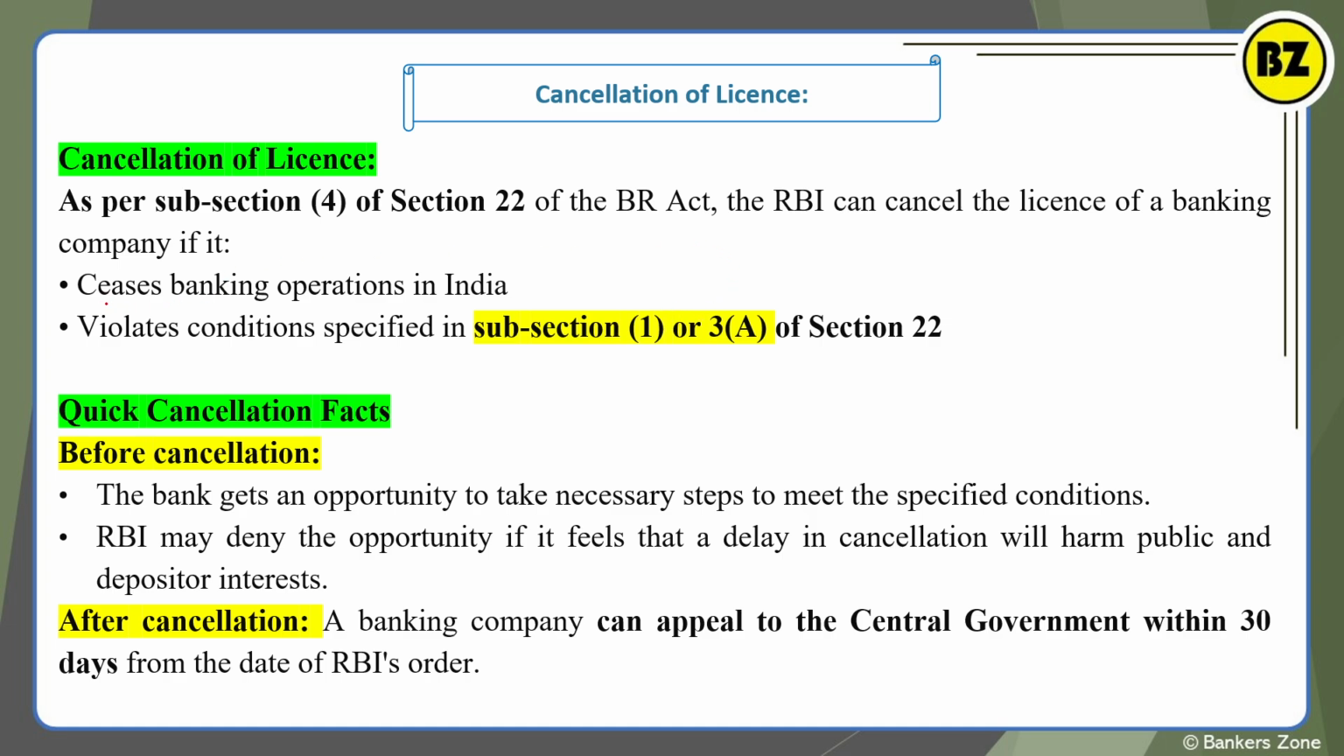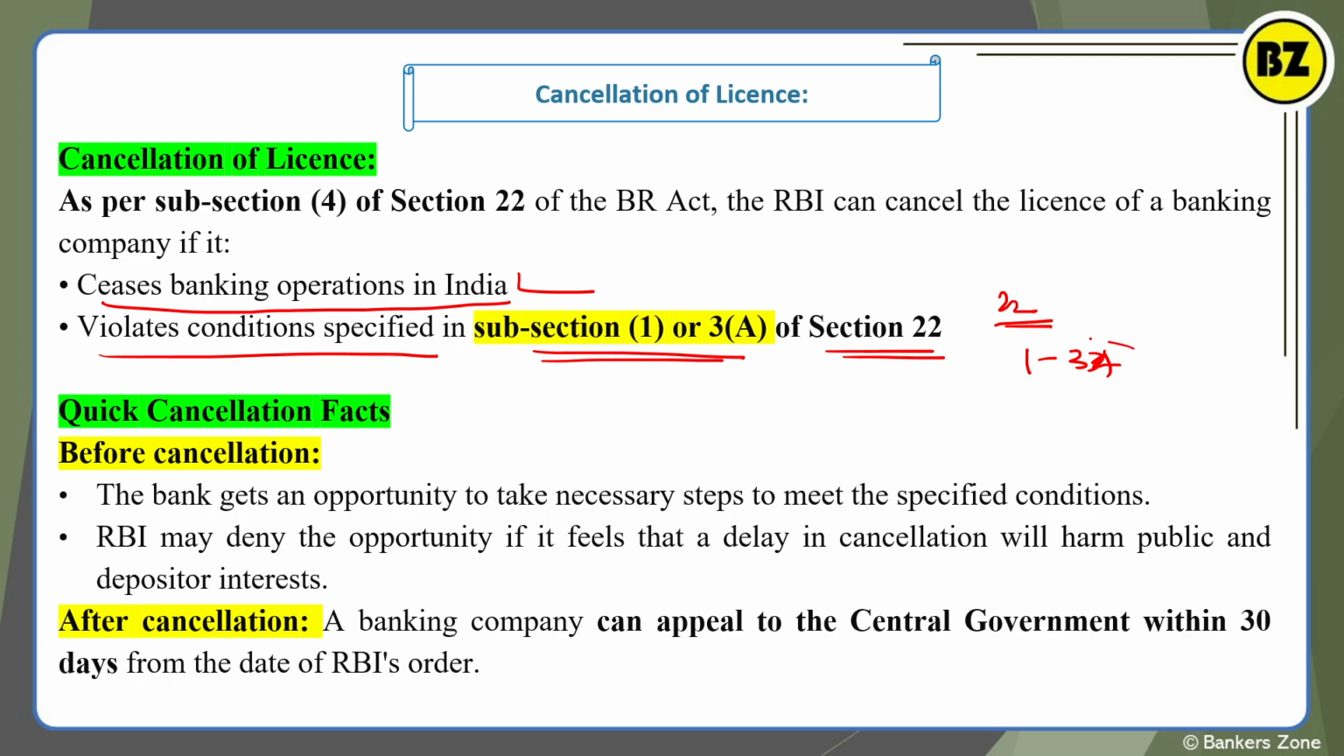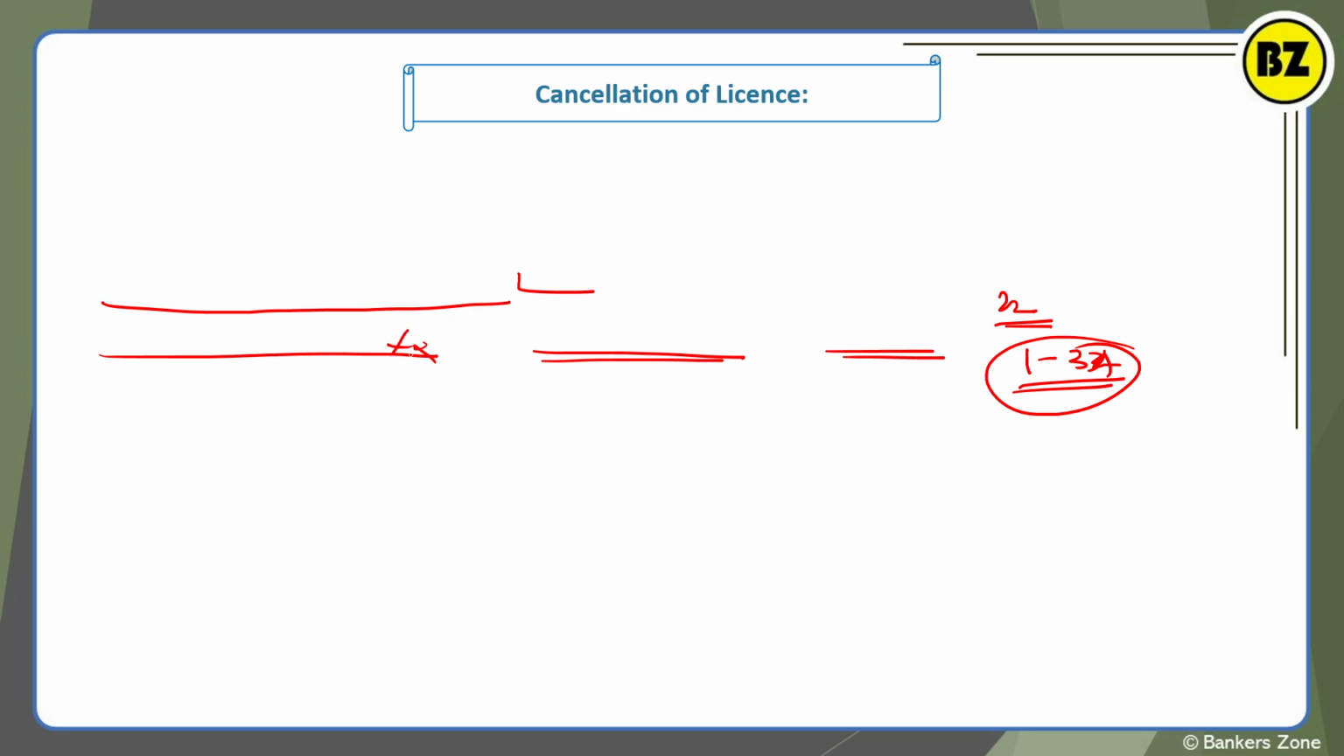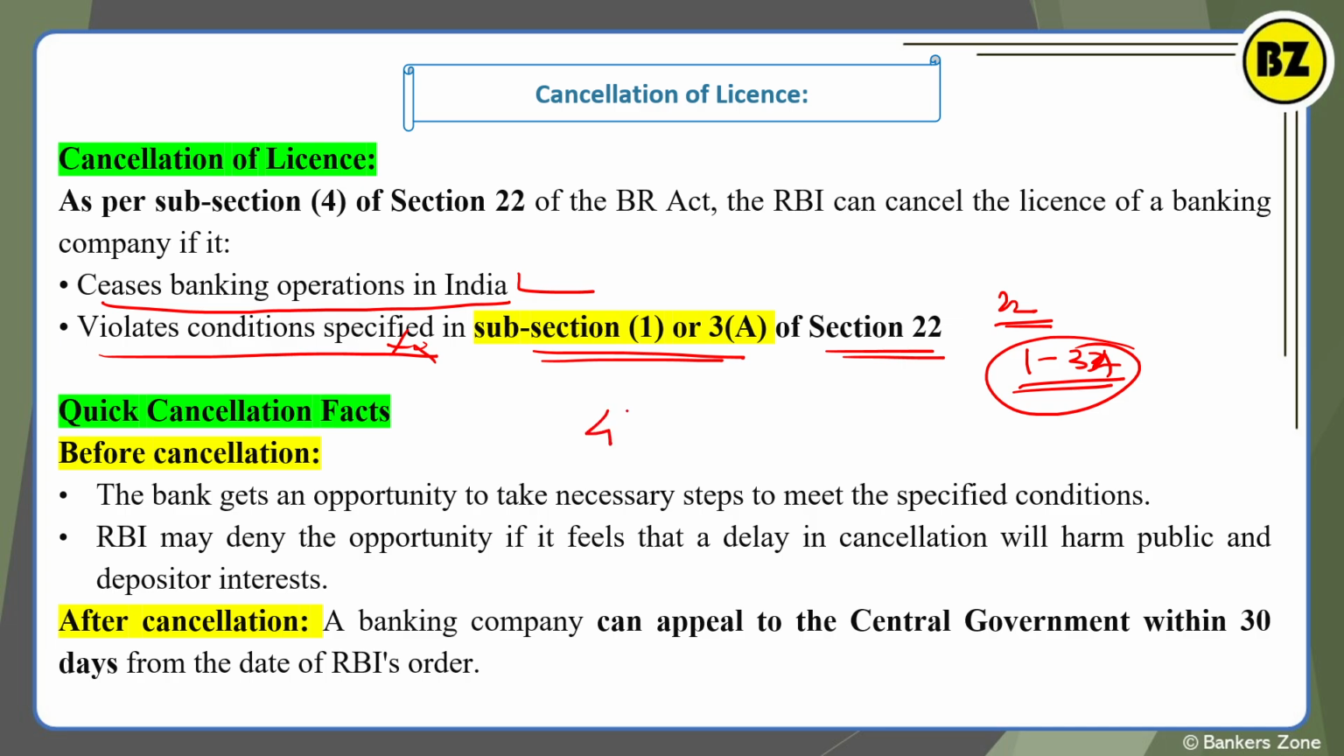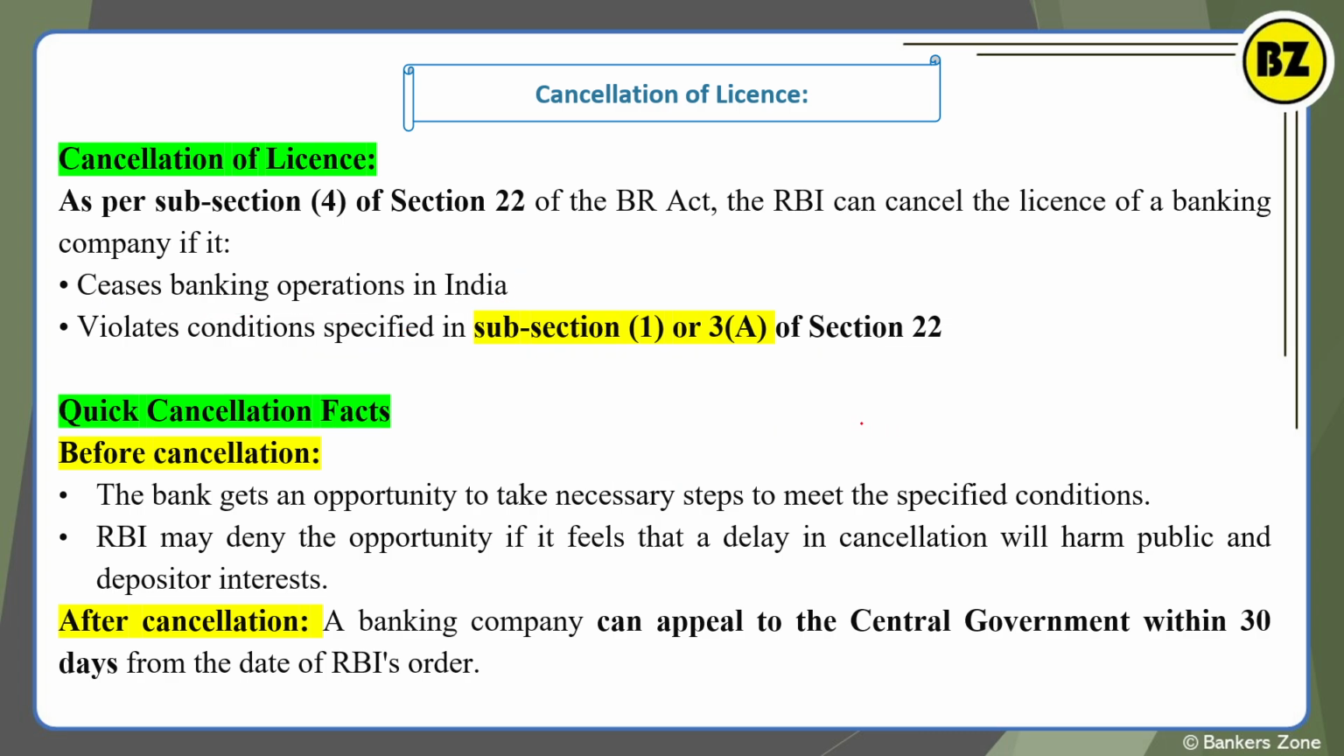If the company ceases banking operation in India, right? They basically stop banking. Second, if they violate the conditions specified in subsection 1 or 3A of section 22. Under section 22 there are subsections called 1 and 3A. If they violate those, their license gets cancelled. So it is important to note that as per subsection 4 of section 22 of the Banking Regulation Act, RBI can cancel the license provided the banking company ceases its banking operation or violates subsection 1 or 3A of section 22.